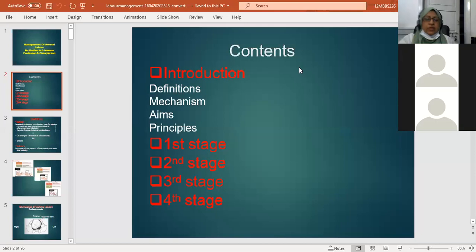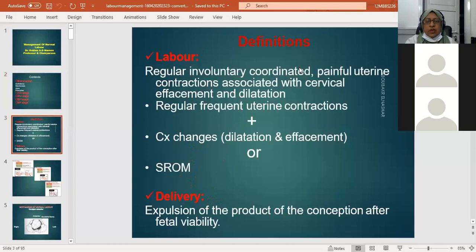So what we are going to do in today's class is: what is labor, what is the mechanism of labor, and what are our aim and principle in the management of labor. So by definition, if you are going to define the labor, how we define the labor, it is a regular painful uterine contraction associated with the cervical effacement and the dilatation.